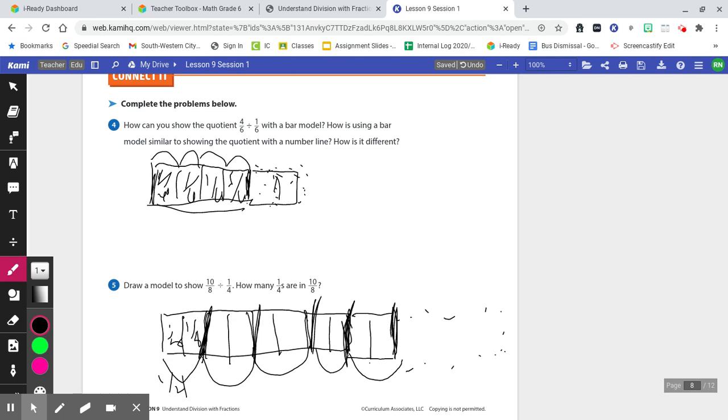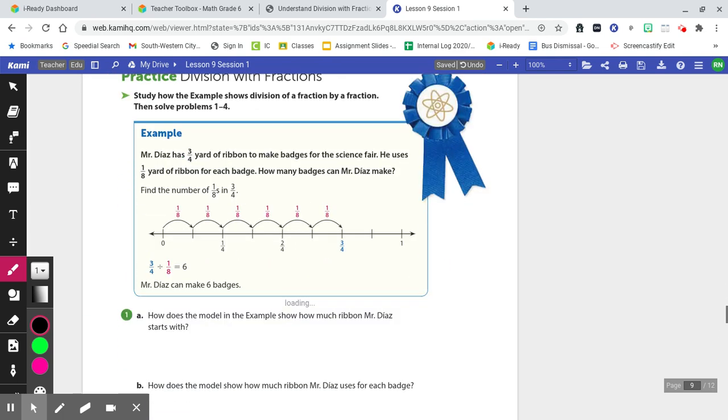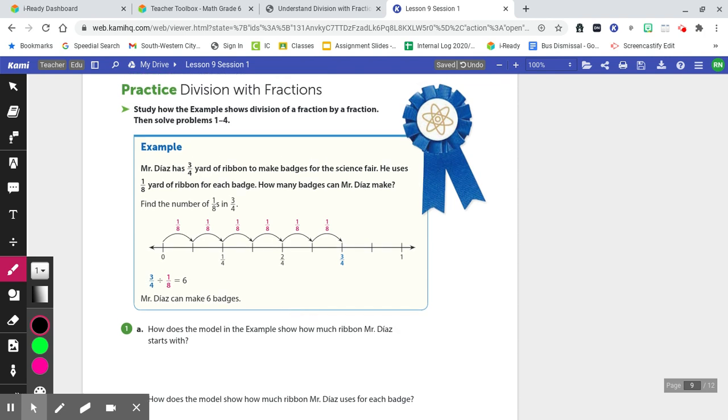Okay, page 203. This is actually a practice page that you are going to finish, but I thought I'd go ahead and start the first one, and let's look at the example. Mr. Diaz has 3/4 yard of ribbon to make badges for the science fair. He uses 1/8 yard of ribbon for each badge. How many badges can Mr. Diaz make? Find the number of 1/8 in 3/4.